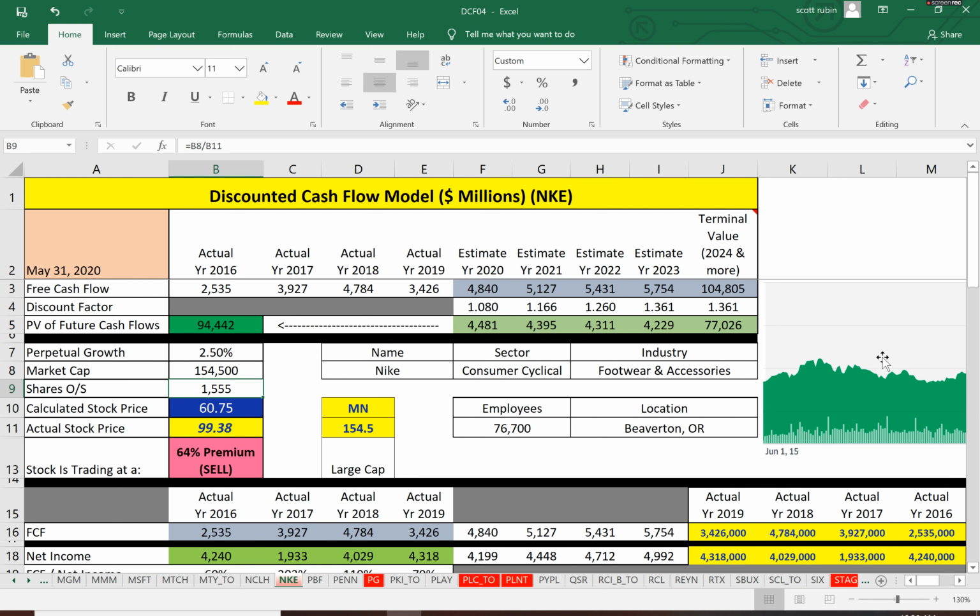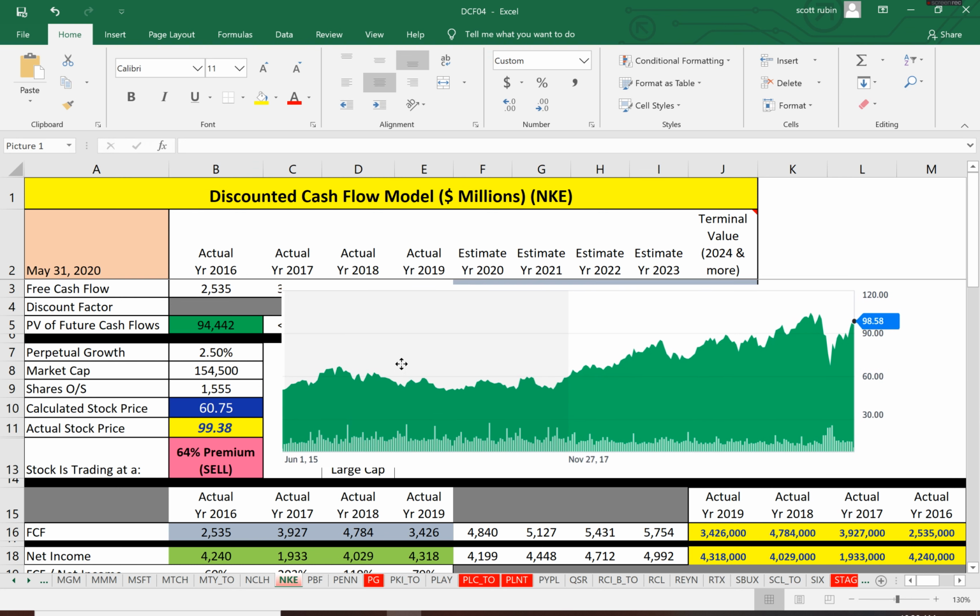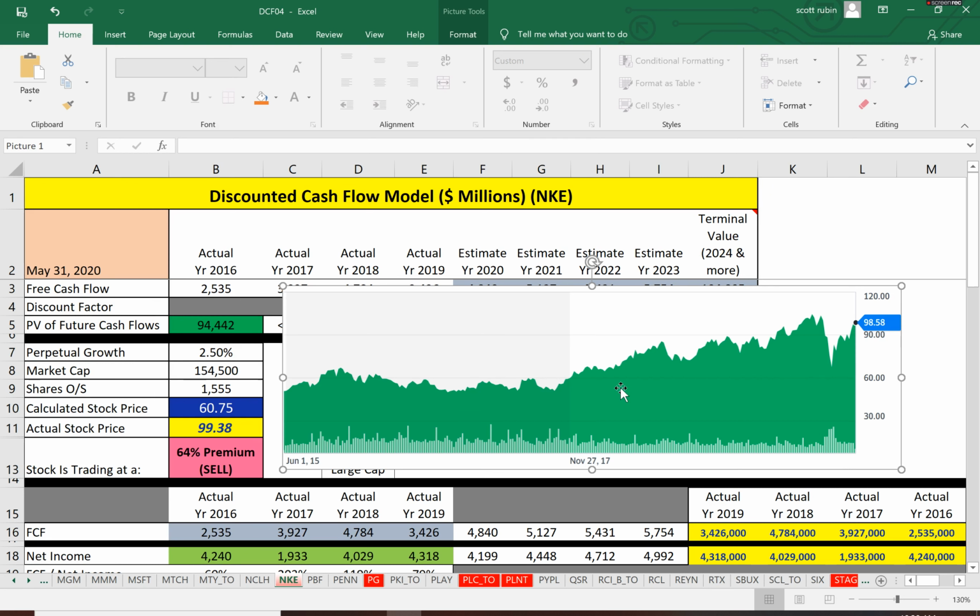It's trading at 99, so it's a sell. It's trading at a 64% discount. And this is historically the stock price of the company, and let's see if it was maybe 2.5 years ago, it was trading around 60, and apparently the price gets bid up when more people want to buy the stock. So in this case, the price got pushed higher than intrinsic value.